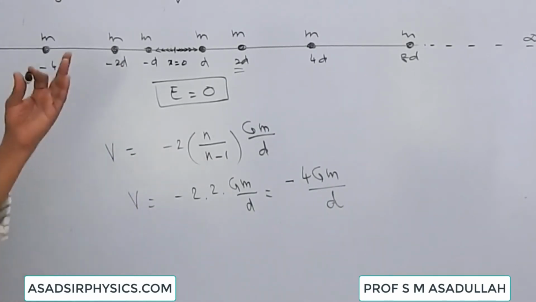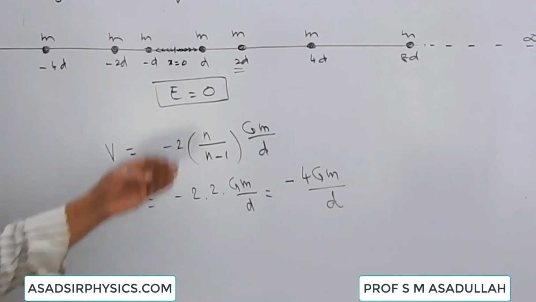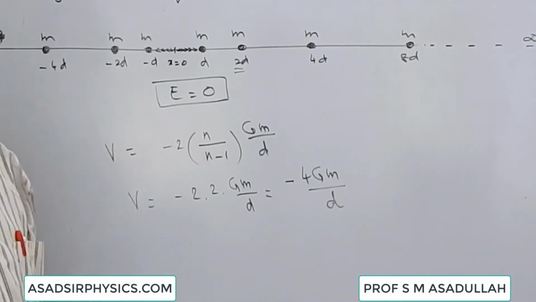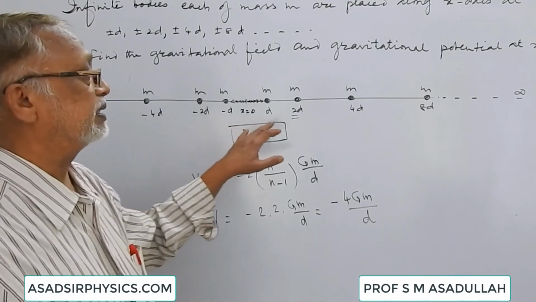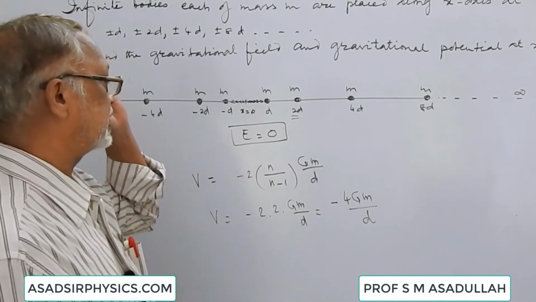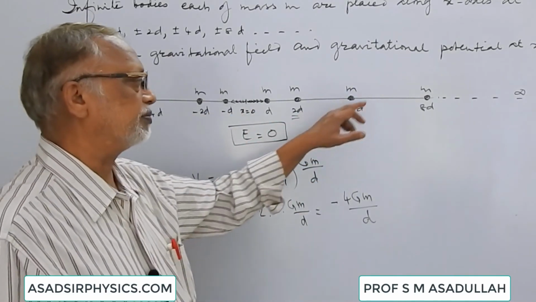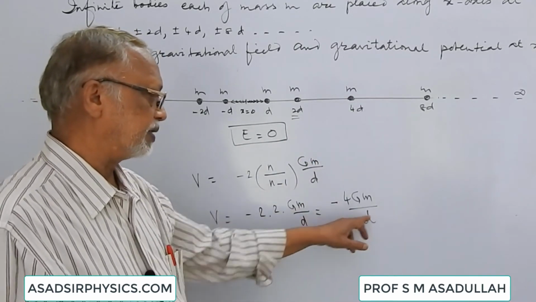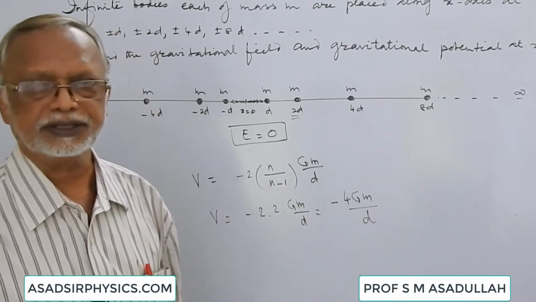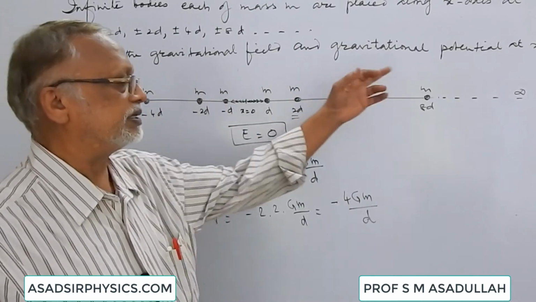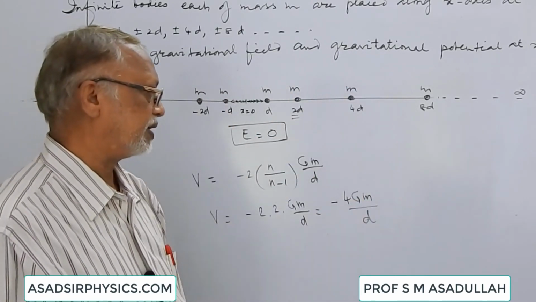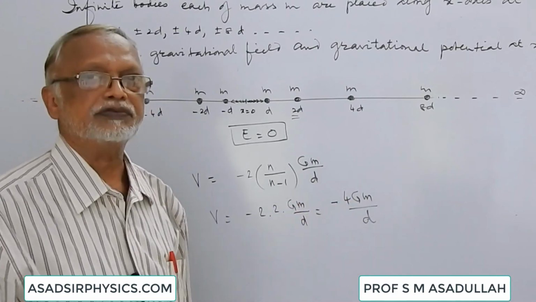Like this, such a big problem we can solve in just 2 steps. Sometimes it may be given like this also. Instead of saying d, it will be said like this: 1 meter, 2 meter, 4 meter and so on. Then d will become 1 meter, so d will disappear. Sometimes it may be given as each of 1 kg mass, so m will also become 1. So the answer will be minus 4G.